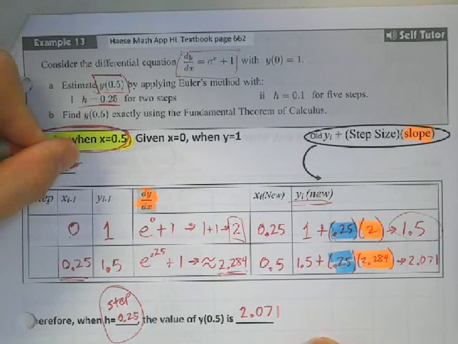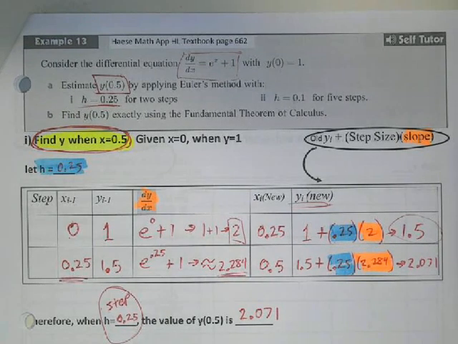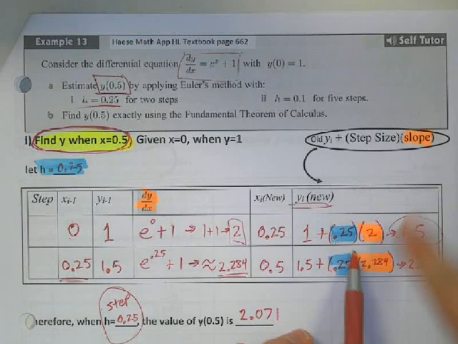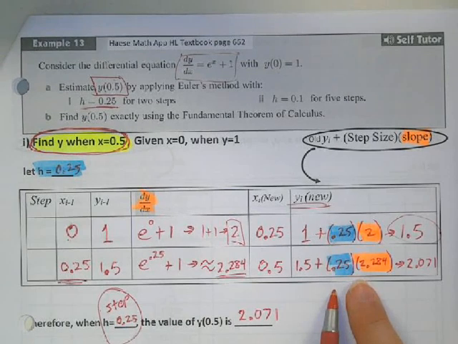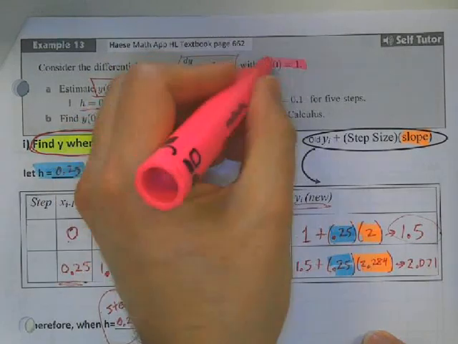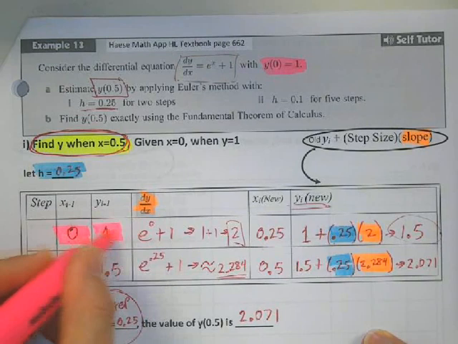0.25. I'm going to try to use these colors throughout the assignment. I'm going to be using the derivative or the slope with orange. My step, I'm going to try to use blue. And my initial step is 0 and 1. So 0 and 1, those are my initial steps.